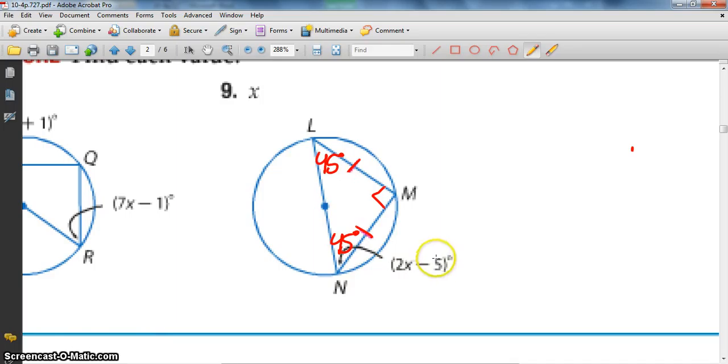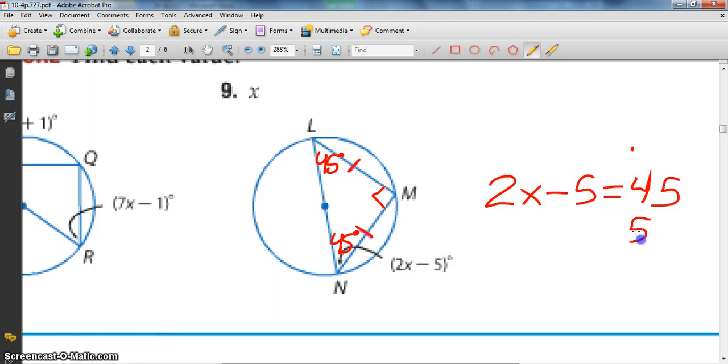So to solve for x, we set 2x minus 5 equal to 45. Add 5 to both sides, and divide both sides by 2.